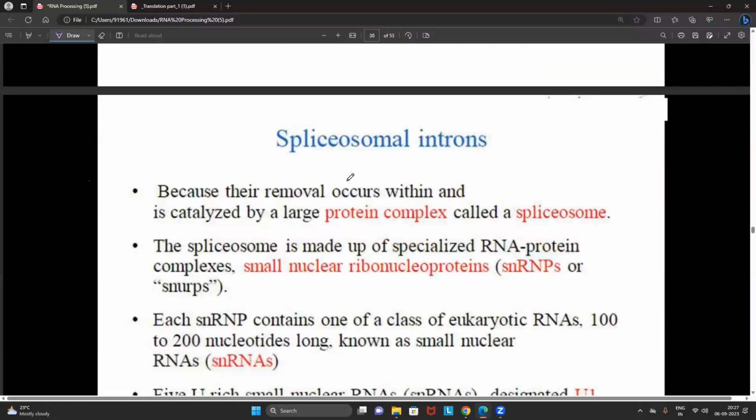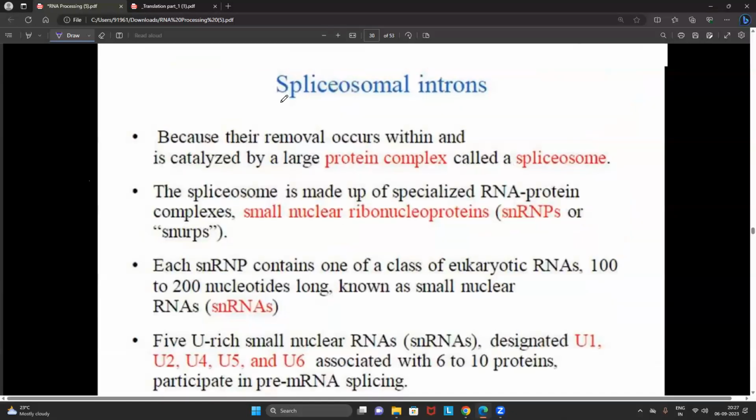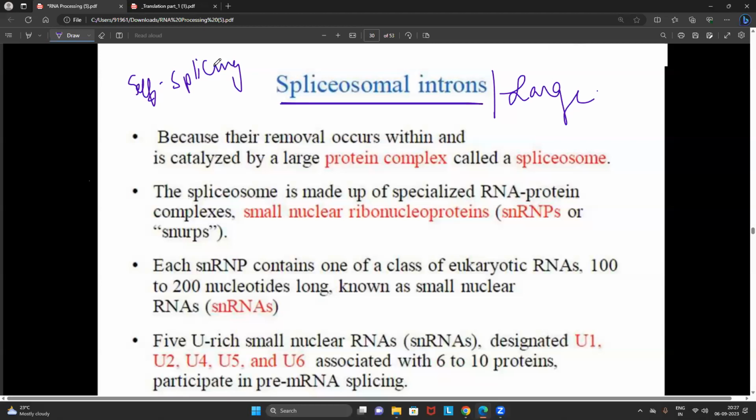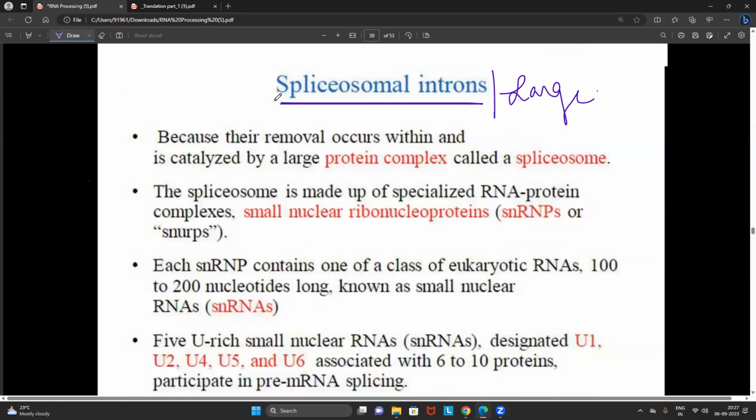Now you listen to me very, very correctly. Okay, now spliceosomal introns, we also call them large introns. Now the question is very clear. Just now, friends, we have studied about the self-splicing introns. Correct? What is the specialty of self-splicing introns? They will do the splicing on their own. They don't require any external enzyme. They don't require any external protein. That is called self-splicing.